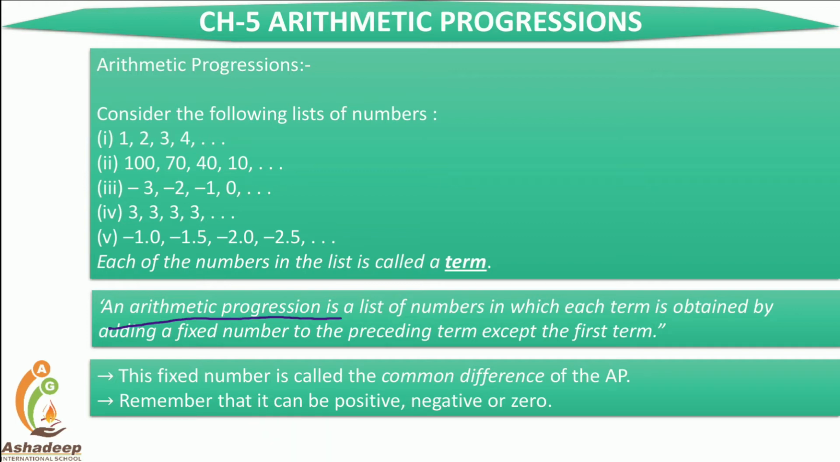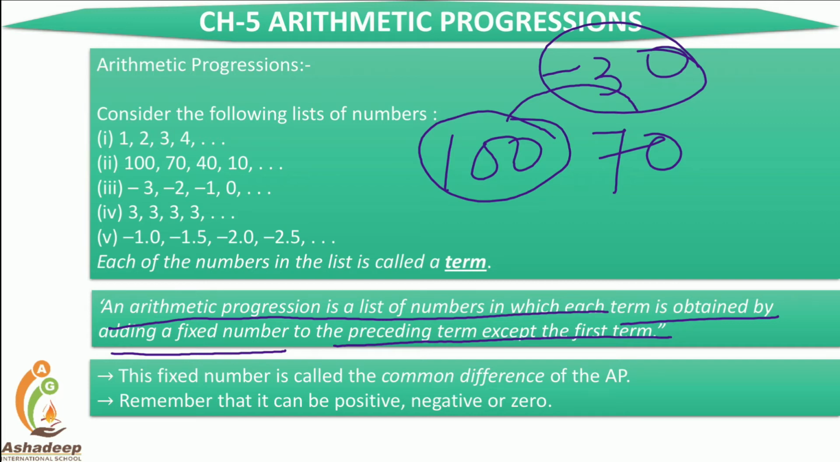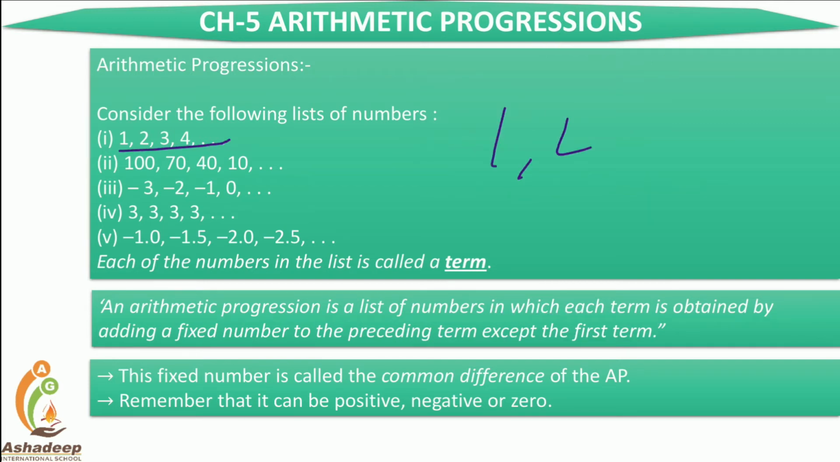So an arithmetic progression is a list of numbers in which each term is obtained by adding a fixed number to the preceding term, except the first term. See here, we have 100, and we subtract 30, but that 30 is some fixed number. It is not necessarily the first number. From the example 1, 2, 3, you might assume we can only add 1. No, it is not like that. You can add or subtract any fixed number, including 0.